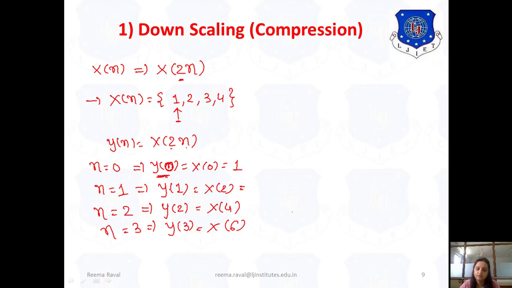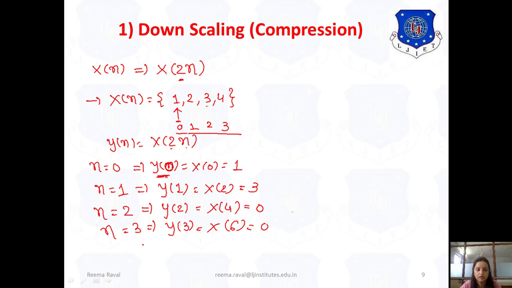Now next, n equals 1. So at that we are getting y of 1, which is x of 2. That means this value is 0, this is 1, this is 2 and this is 3. So x of 2 is what? x of 2 is 3. So here it is 3, right? Then y of 2, that is x of 4. Here the x of 4 value is not given to you. So we are considering it as 0. Similarly x of 6 is also 0 because we have the x of n signal only till the timing instant n equals 0, 1, 2 and 3, right?